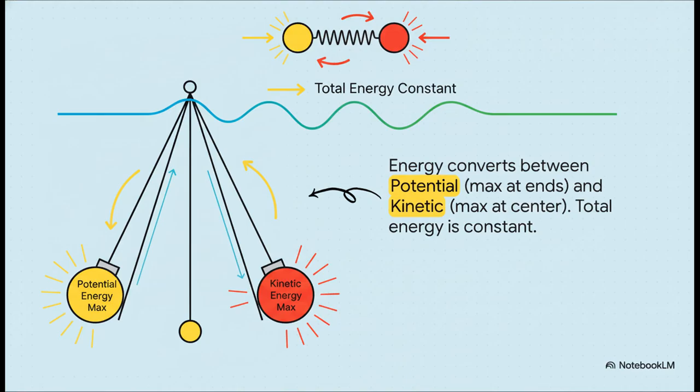At the very ends of the motion, the object stops for a split second. All of its energy is stored up as potential energy. Then, as it swings back toward the middle, that stored energy gets converted into energy of motion, kinetic energy, which hits its maximum right as it zips through the center. The total amount of energy never changes. It just keeps trading back and forth between these two forms.